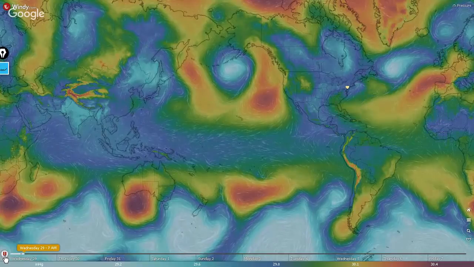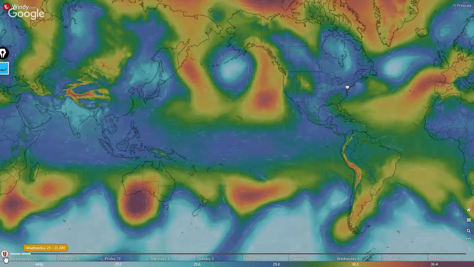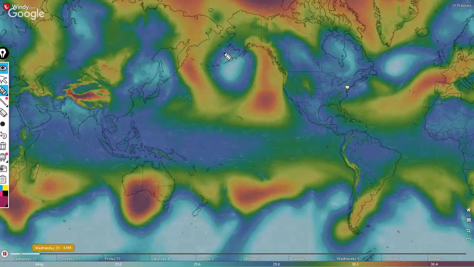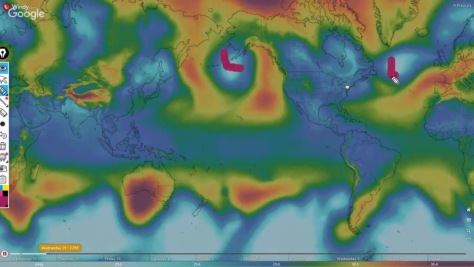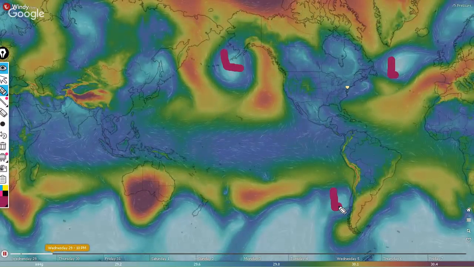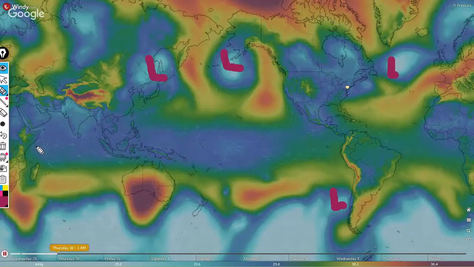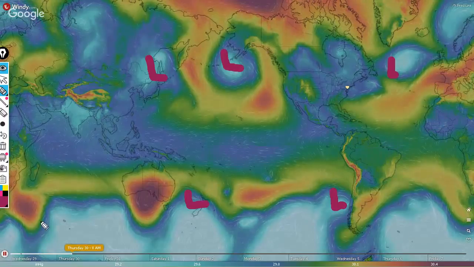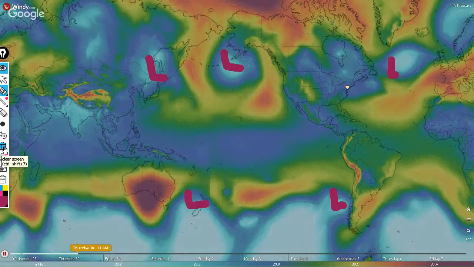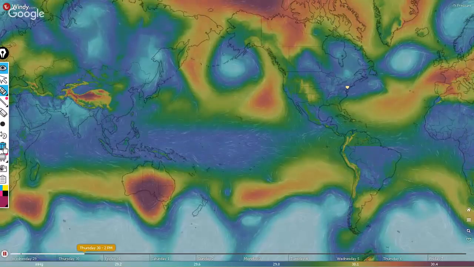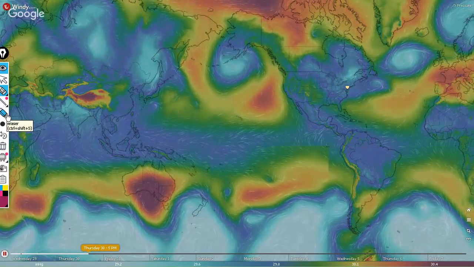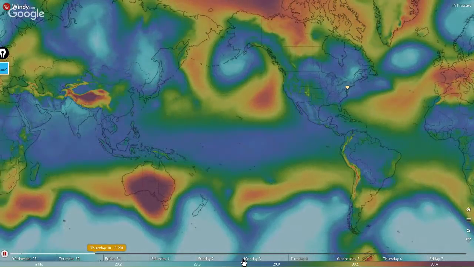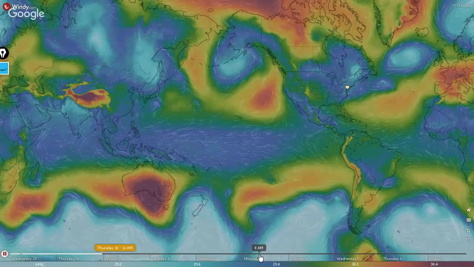Let's let this play through to see where the pressure is going to be moving. We're looking for lows, folks, lows. So here's a low. Here's a low. There's one. There's one. Shout out New Zealand. Low's going to hit you. And let's just advance this because it's taken forever. Just advance this to Monday.